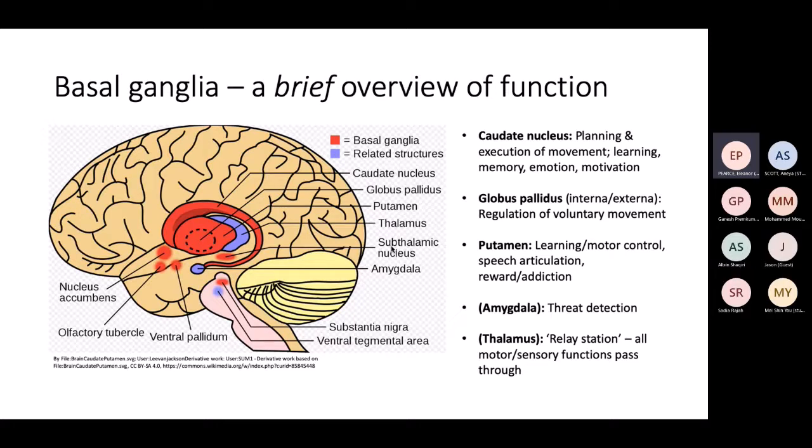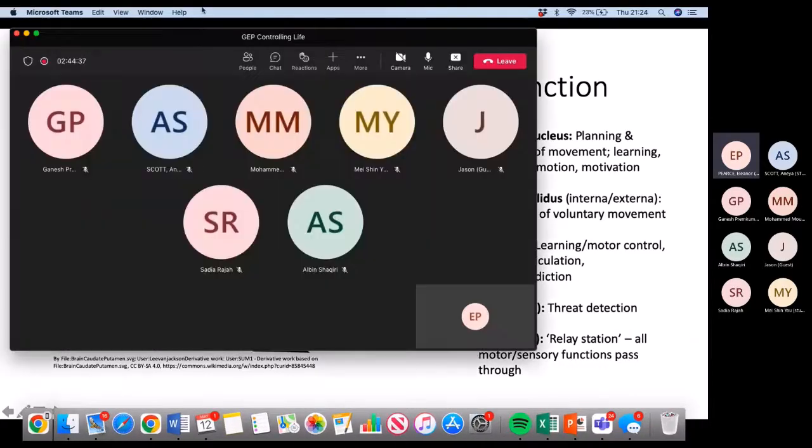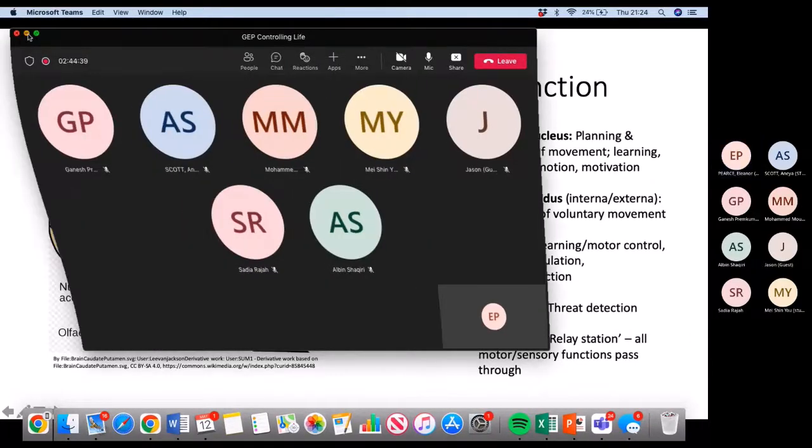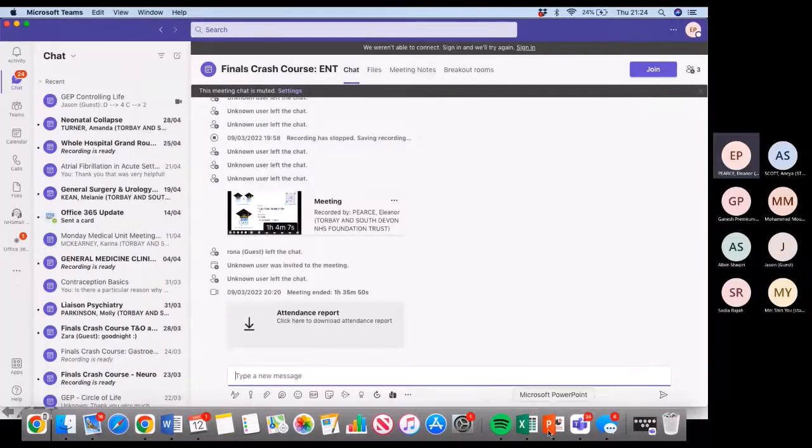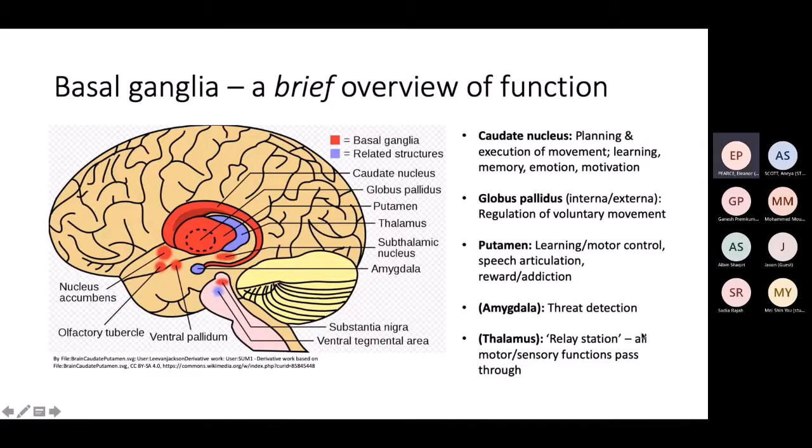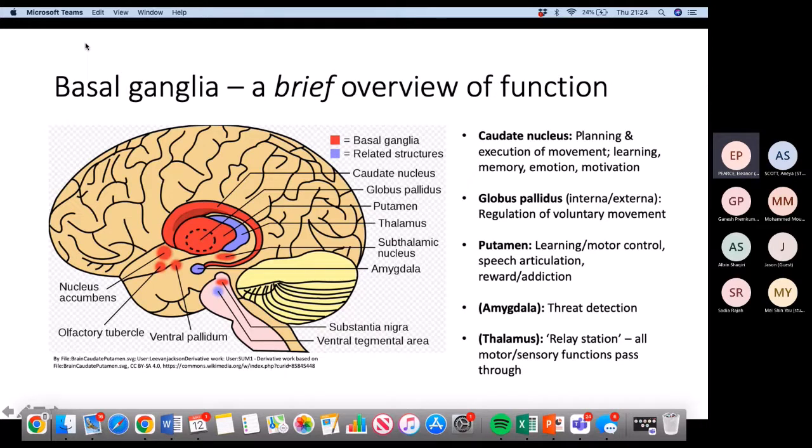And then your amygdala and the thalamus are sort of related structures to the basal ganglia. Your amygdala has a big role in anxiety and threat detection. And your thalamus is a bit like a relay station. So all of the motor and sensory functions within your brain pass through the thalamus.